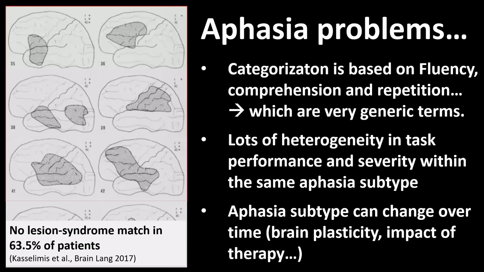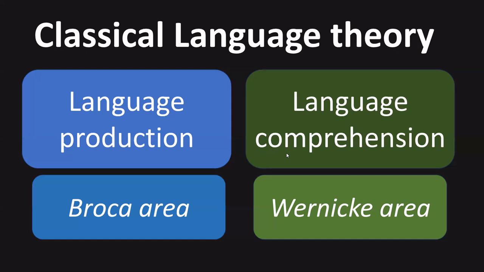And lastly, the aphasia subtype can change over time because the brain is very plastic. The brain connections can change. The impact of therapy can have an influence and so on. So this also creates problems.